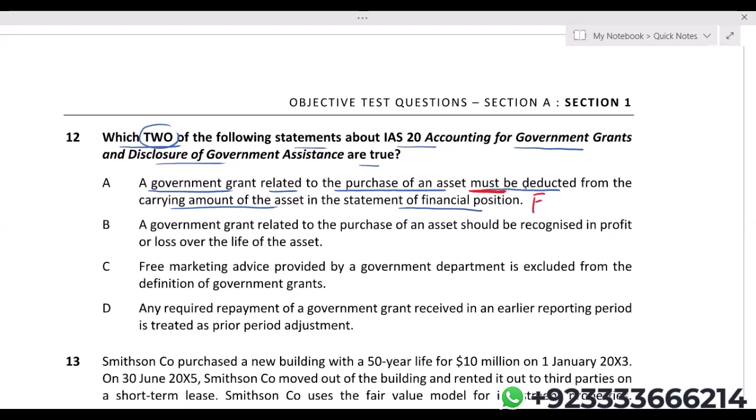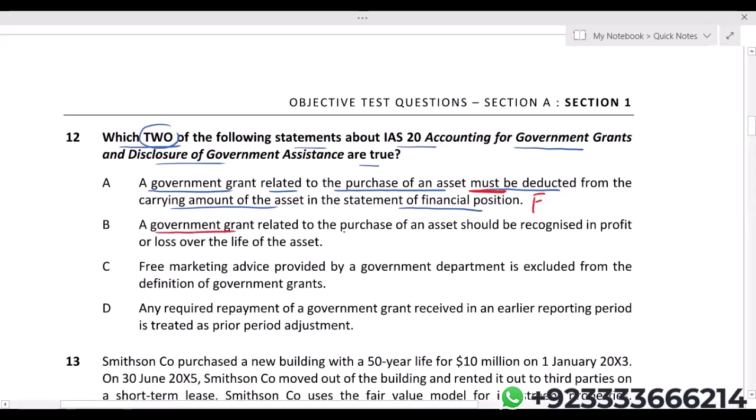So basically here the objection is the way they have written, they are saying this is the only choice with you, that whatever government grant you are getting, you must deduct from the carrying amount of the asset. So it is not the only accounting treatment. There's another accounting treatment available also. You can treat the capital nature grant as deferred income. So that is why statement A is incorrect.